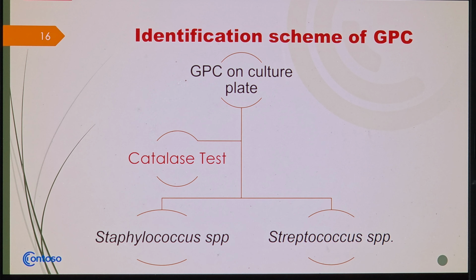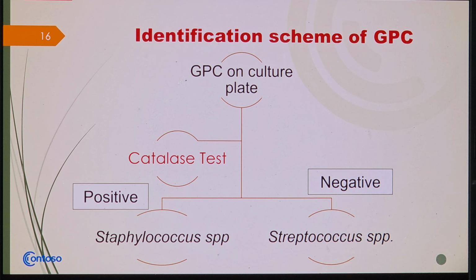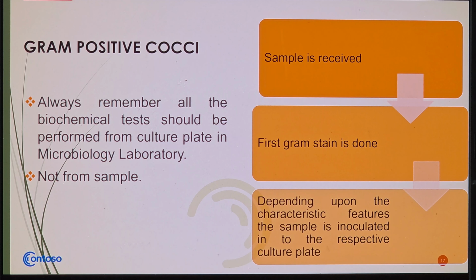So, the identification scheme for the gram-positive cocci. Gram-positive cocci on culture plate: first do the catalase test. If catalase is positive, then this is Staphylococcus species. If it is negative, then it is Streptococcus species. Always remember, all the biochemical tests should be performed from the culture plate in the microbiology laboratory, not from the sample. First the sample is received in the laboratory and gram stain is done. Depending upon the characteristic features, the sample is inoculated into the respective culture plate.